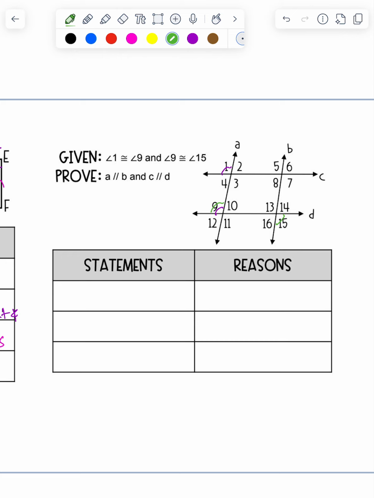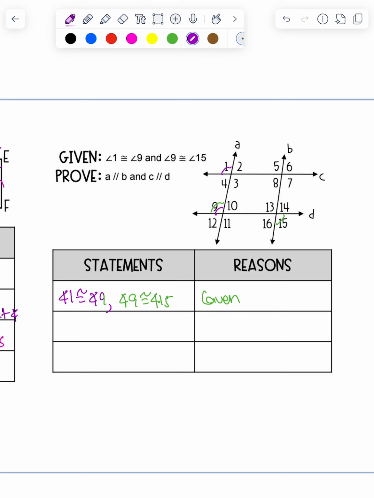Already, I'm seeing that we could prove C is parallel to D, because angle 1 and angle 9 are corresponding angles formed by line C and line D. And we can also show that A is parallel to B because angle 9 and angle 15 are alternate exterior angles. So since they're congruent, that proves that those lines forming them are parallel. So I'm going to put this all down over here in the proof. Angle 1 is congruent to angle 9. Angle 9 is congruent to angle 15. And that's given to us.